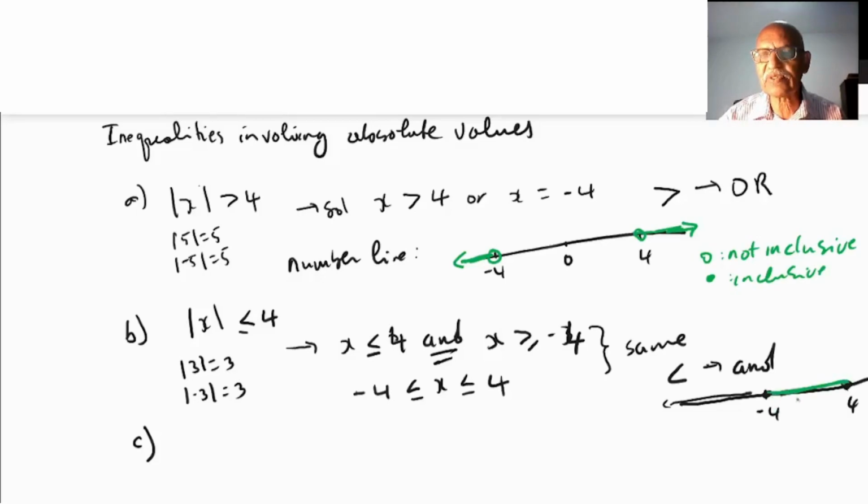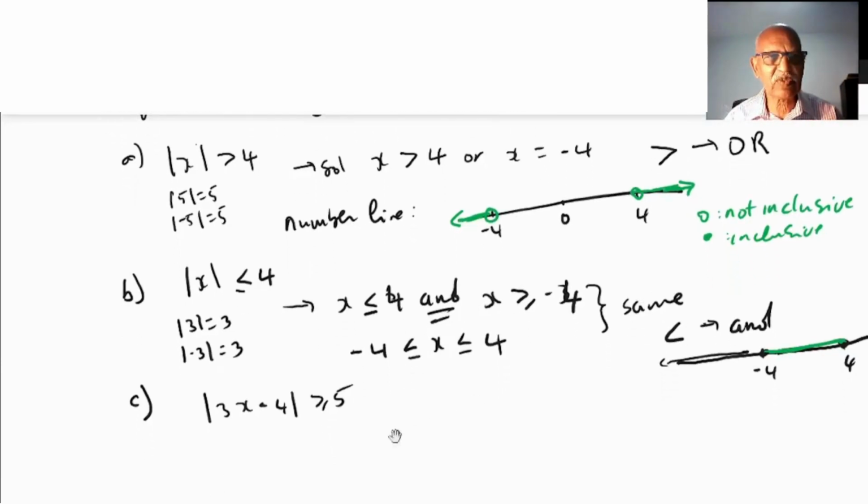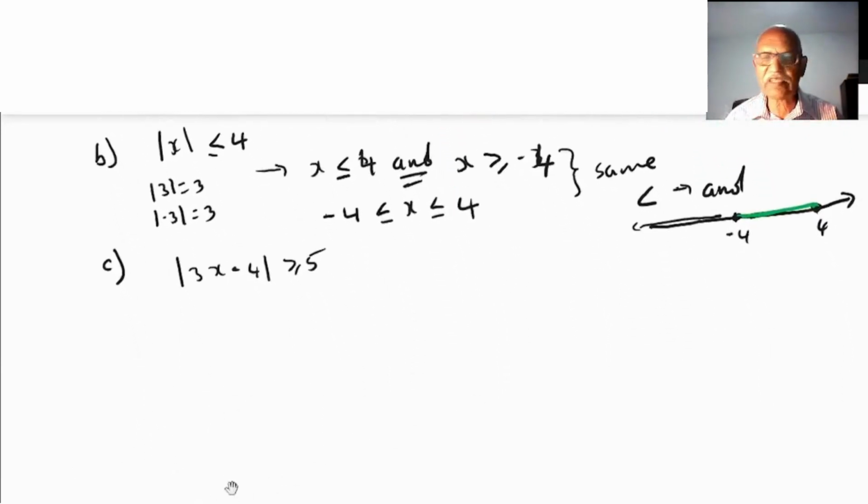This is my solution. Okay, let's see. Absolute value of 3x minus 4 greater than or equal to 5. So, as we have seen before, the first one we copy as it is.